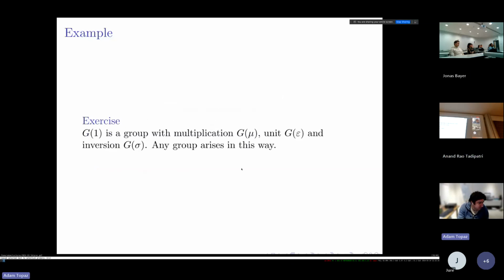Now, exercise: the set G of 1 is a group whose multiplication is G of mu, unit is G of epsilon, and inversion is G of sigma. And in fact, any group arises in this way. If you start with any group whatsoever, you can construct a functor from L to sets, which sends the natural number 1 to the underlying set of the group.